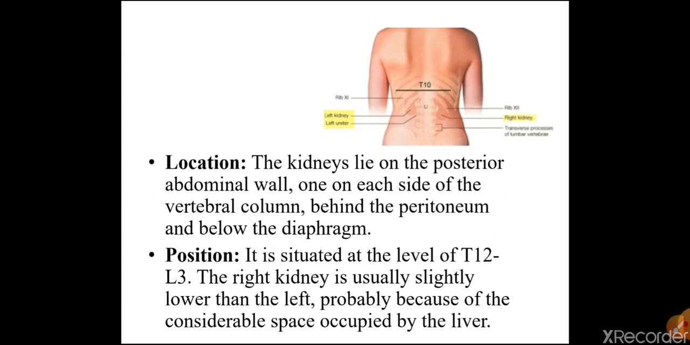Coming to the location of kidney, they lie on the posterior abdominal wall below the diaphragm. So whenever any surgery of kidney is done, it is done on the dorsal side of our body. The position of kidneys is between the thoracic vertebra number 12, that is the last thoracic vertebra, and lumbar vertebra number 3. The right kidney is usually slightly lower in position than the left kidney because of the presence of the liver. Liver is also present on the right side, so it occupies some space and therefore pushes the right kidney to a slightly lower position.